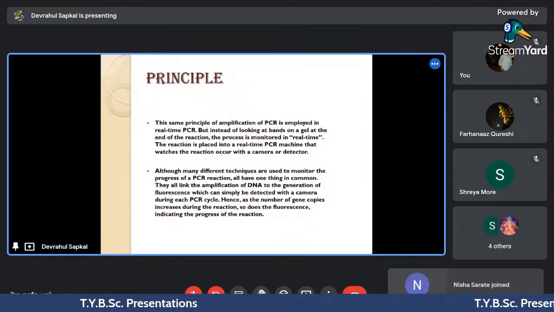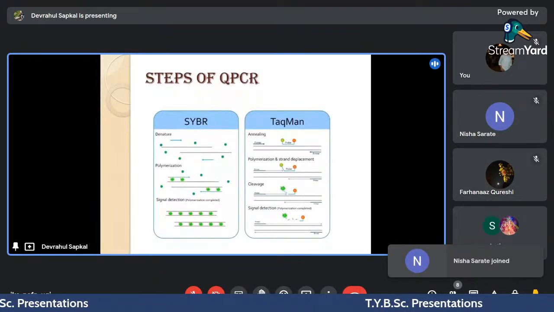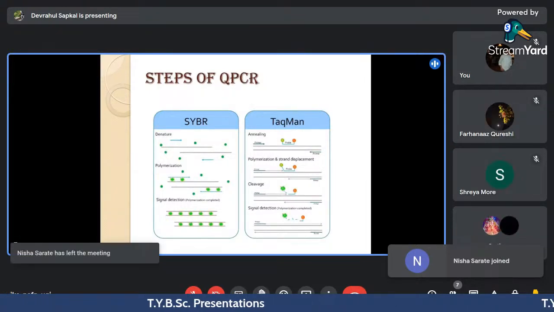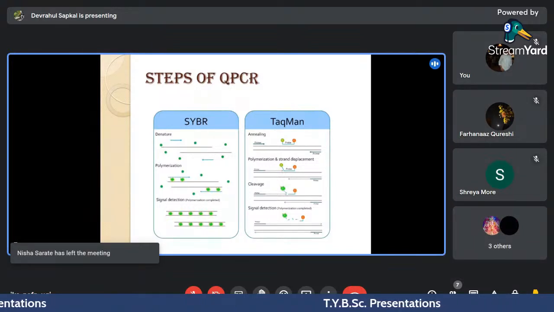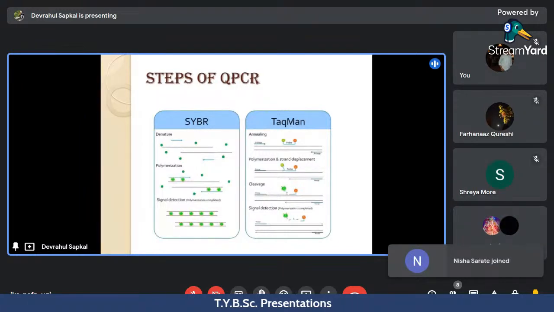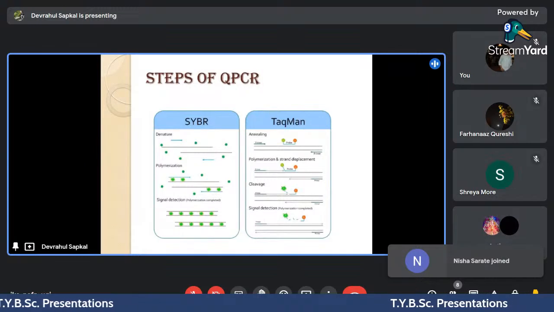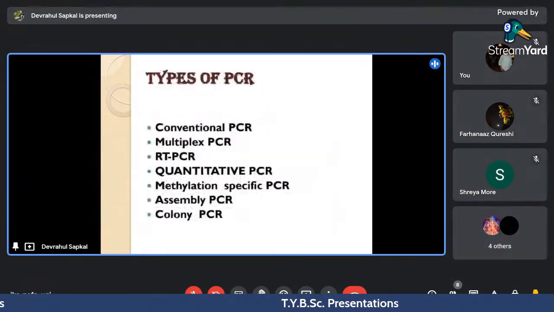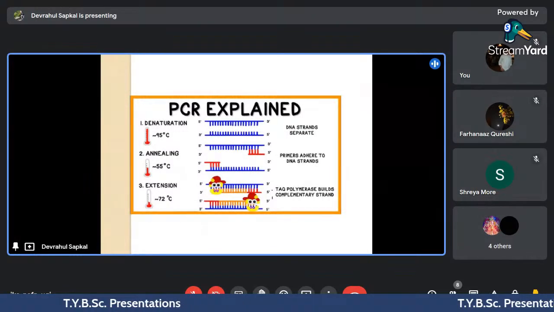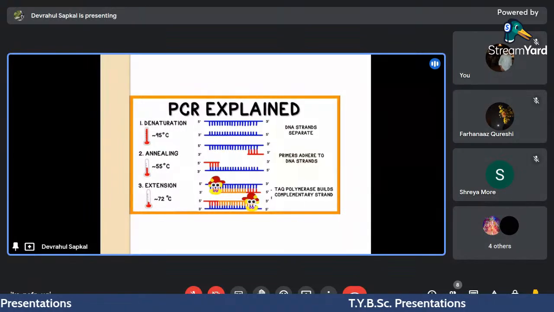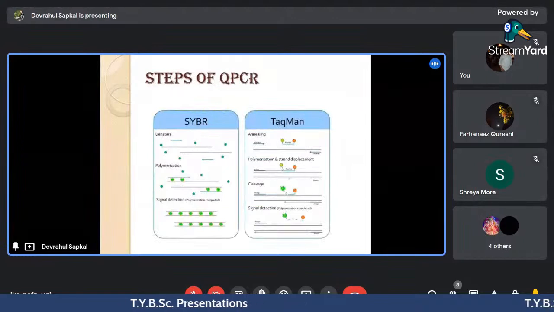So, these are some steps of quantitative PCR. There are two steps in which quantitative PCR works. First is amplification, and second is detection. In amplification, same as I said in PCR, three different stages happen: denaturation, annealing, and extension, as you can see here.